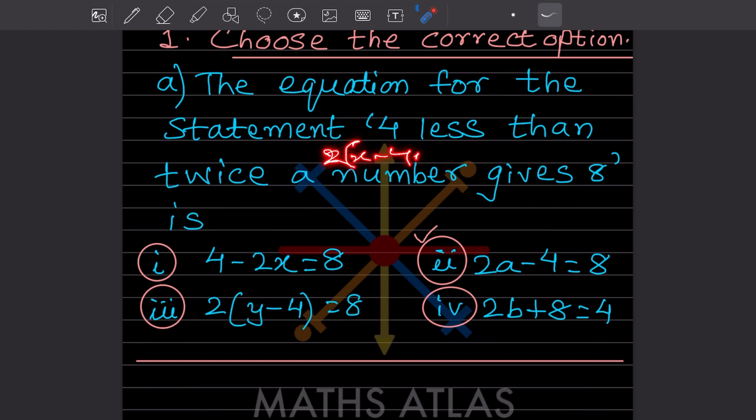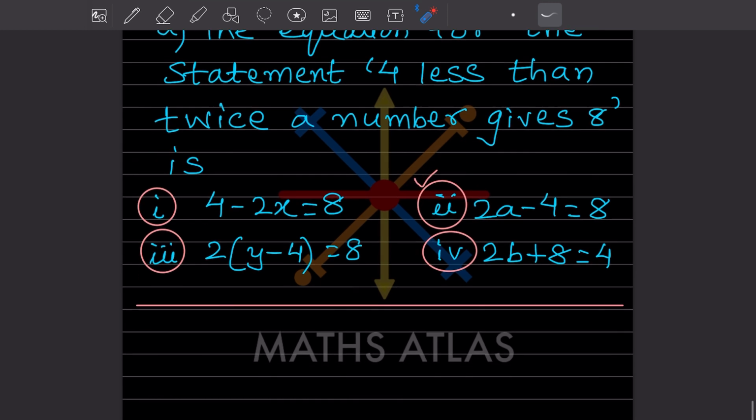So this variable can be anything. It can be x, anything from a to z, and gives 8. Now let us see in these options where this is satisfied. This cannot be 4 minus 2x. 2a minus 4 is 8. In place of x, they have written a. So it doesn't matter. You can use any variable. So here 2x or 2a minus 4, that is a. So this is the correct option.